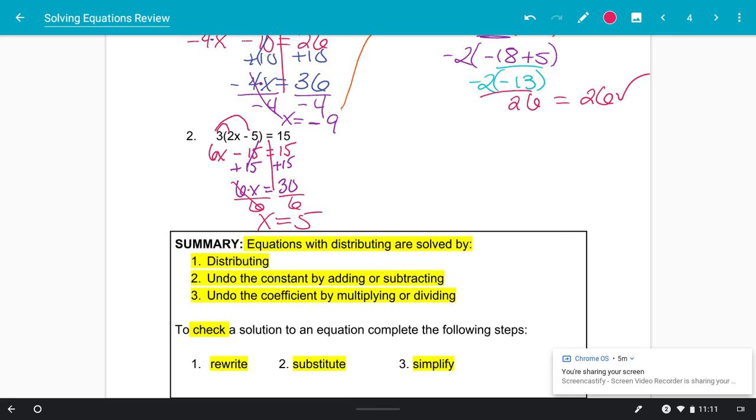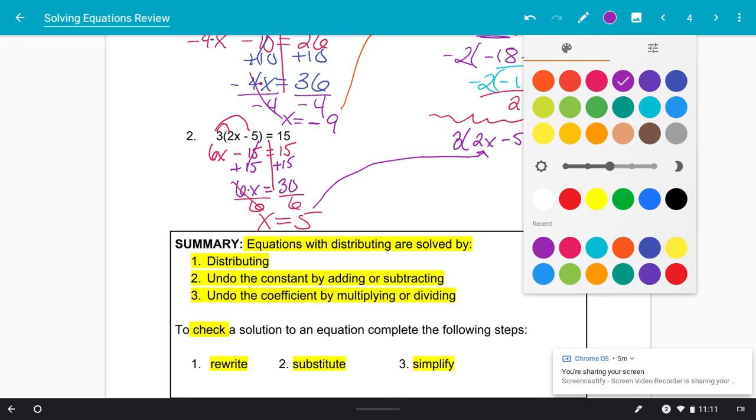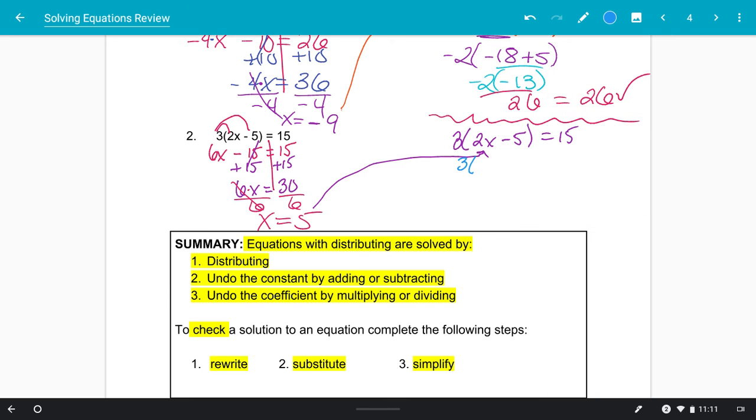Now again, we can check our answers here by going back to the original problem. I'm going to rewrite, substitute, and simplify. So rewriting, 3 times 2x minus 5 is equal to 15. I'm going to substitute that x equals 5 in for x here. And so I have 3 times 2 times 5 minus 5, close our parentheses again, and I want to know, is that equal to 15?